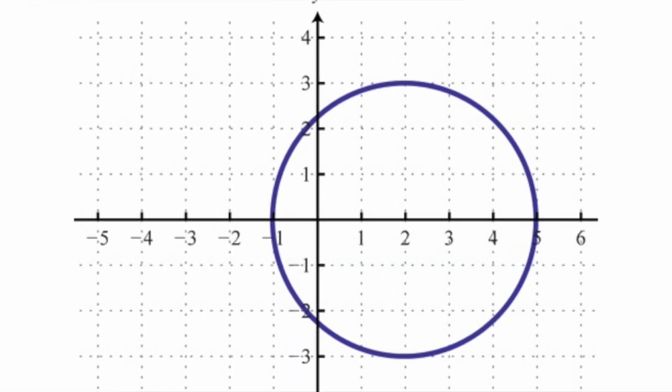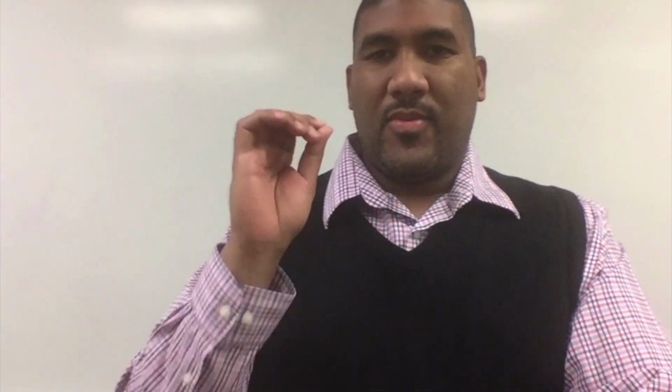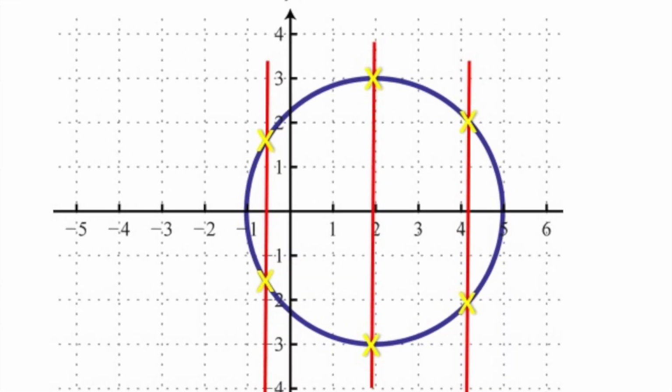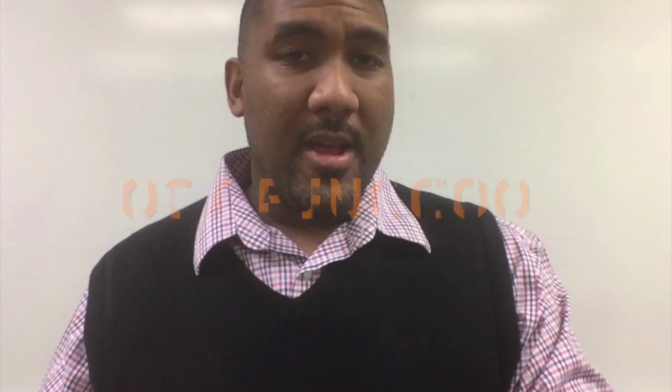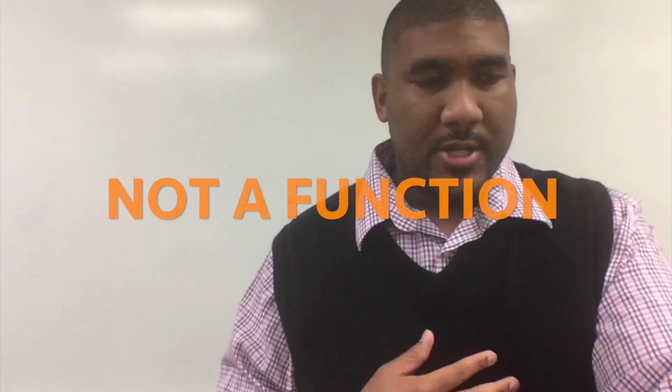Now, looking at graphs, the way you do a graph is you do a vertical line test. When you do a vertical line test, the line can only hit that graph one time. So if I draw my lines, if you notice, every time I draw my line, it hits it twice. So if it hits it twice, therefore it is not a function. For example, if I'm looking at the points (2, 3) and (2, -3), if I put them on the table, 2 pops up twice because they have two different y's, 3 and -3. So therefore, not a function.